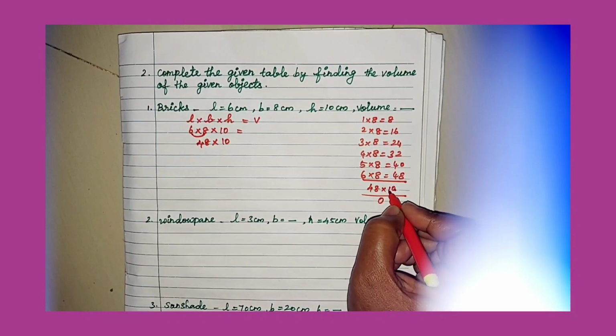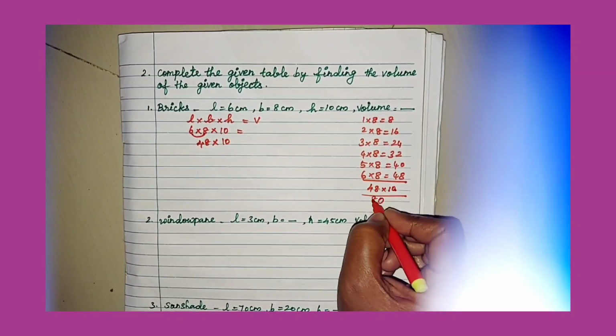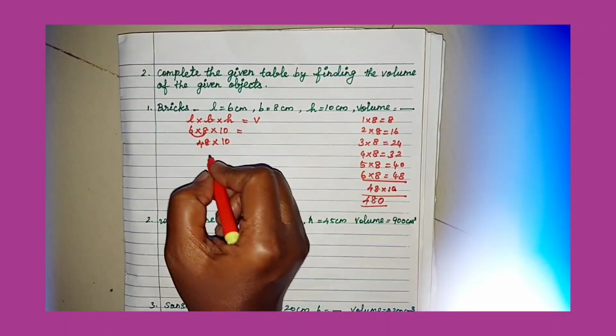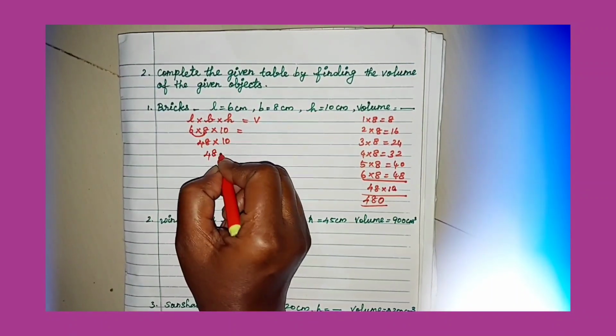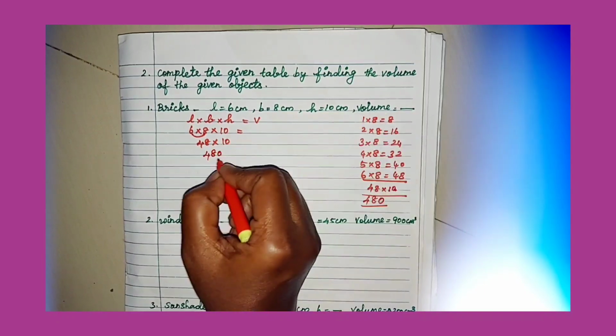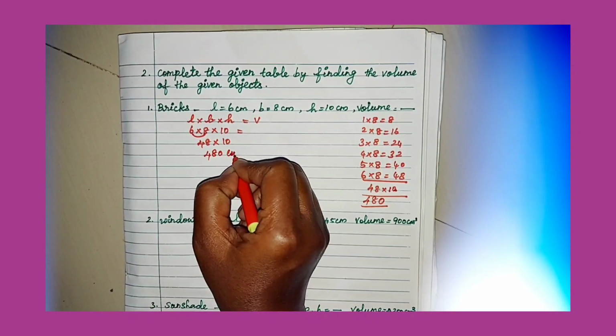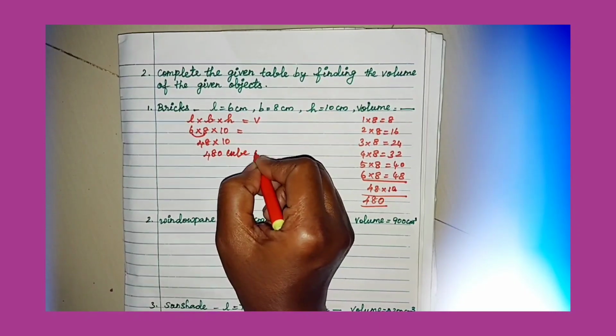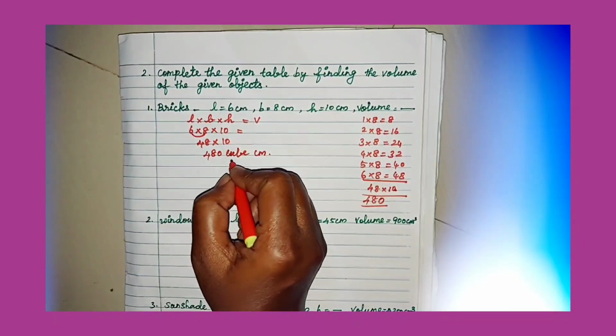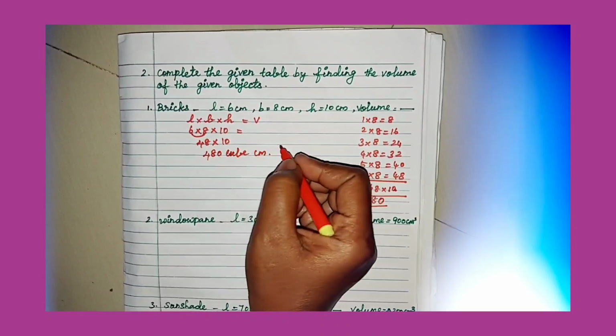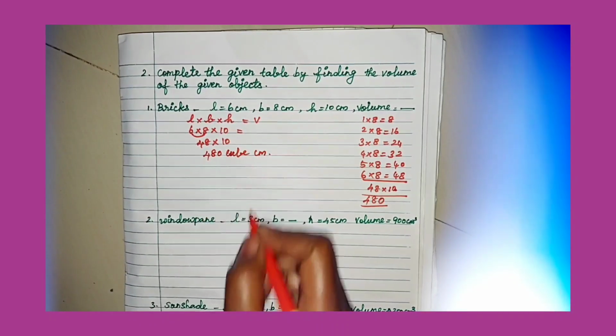Next we multiply 1 into 8 is 8, 1 into 4 is 4. So the answer is 480. For volume we write the measurement in centimeter cube. The answer is cube centimeter, or centimeter cube, we have to write.